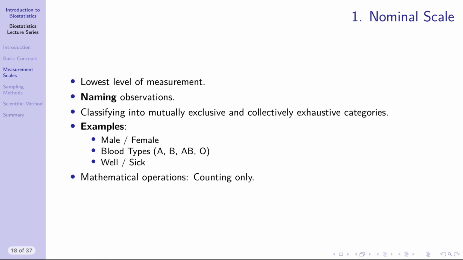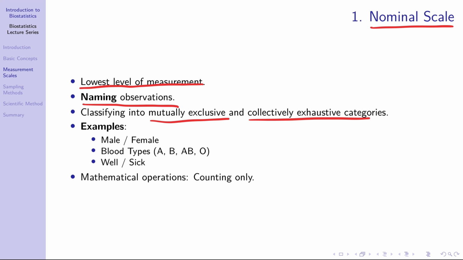The first one is the nominal scale of measurement, which is the lowest level of measurement, most often referred to as the categorization scale. We generally name these observations and classify them into mutually exclusive and collectively exhaustive categories, which means that you can be in one category or the other, but not in more than one. For example, male and female, blood type, well or sick. The only mathematical operation that can be performed is usually counting. That's the only thing we can do with the nominal scale.